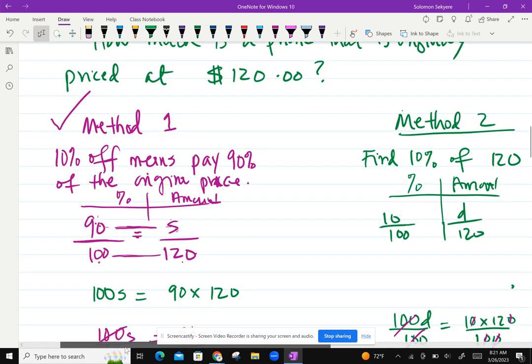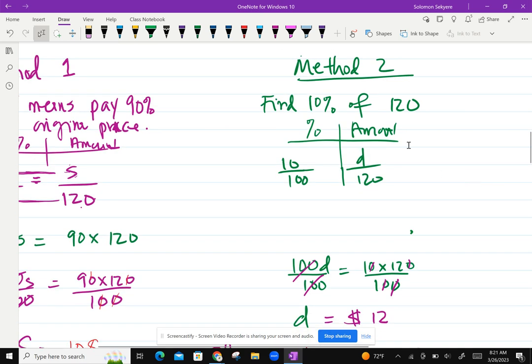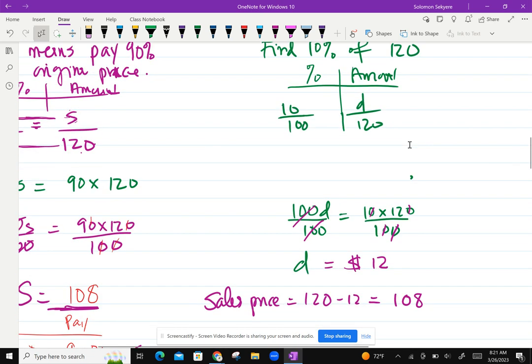Method 2 is you can find what is 10% of 120. What is that discount? 10% off. So I can set up my proportion right here, right? 10% off. The left side here is percent, the other side is amount. 10% means 10 over 100. I write it right here.